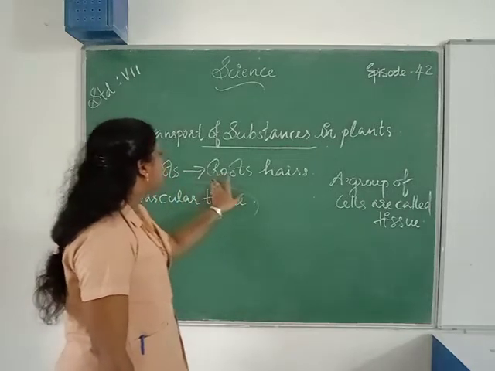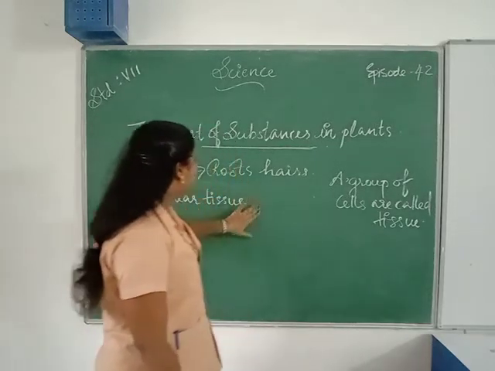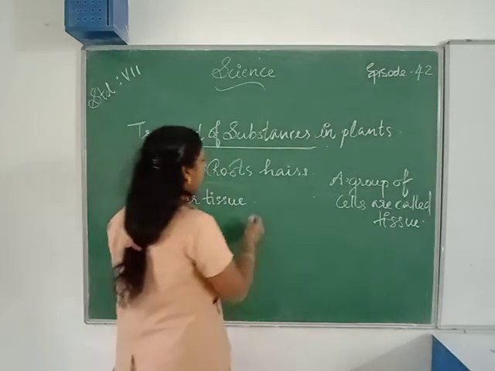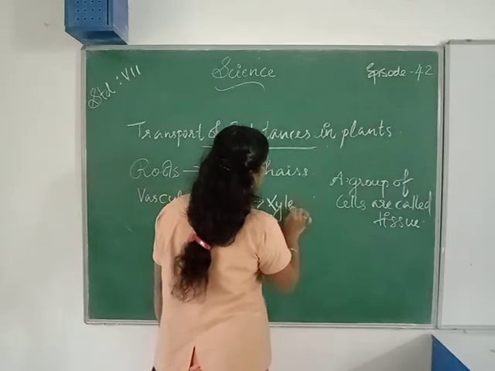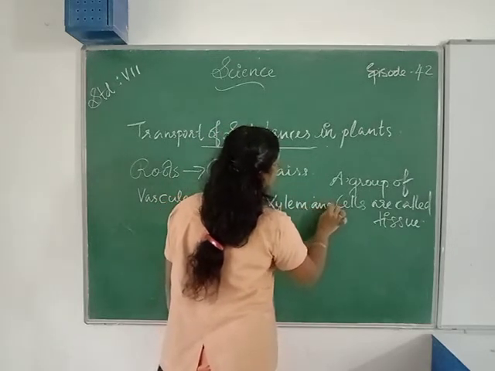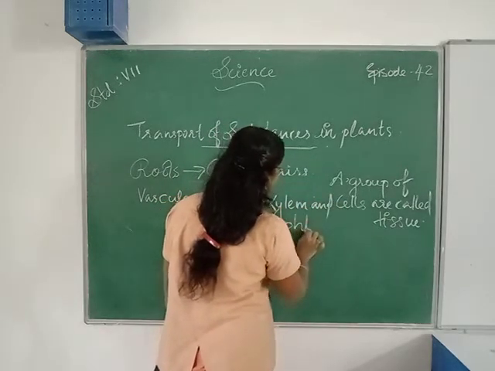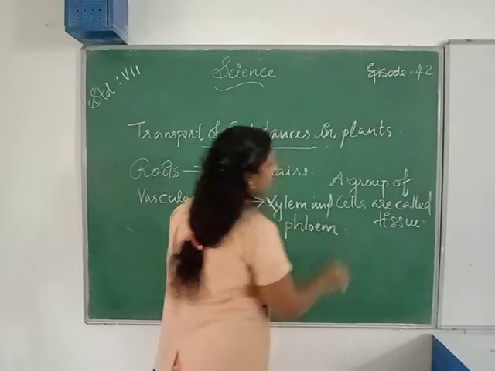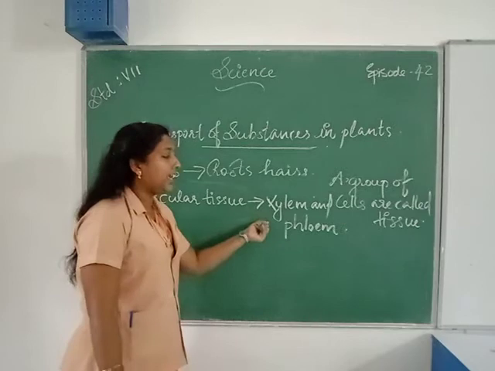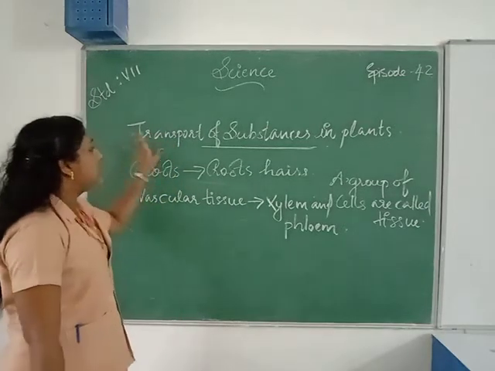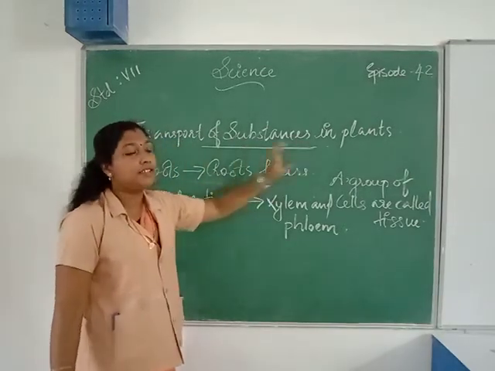The vascular tissues present inside the plant are of two types: xylem and phloem. With the help of xylem and phloem, the transport of substances in plants takes place.